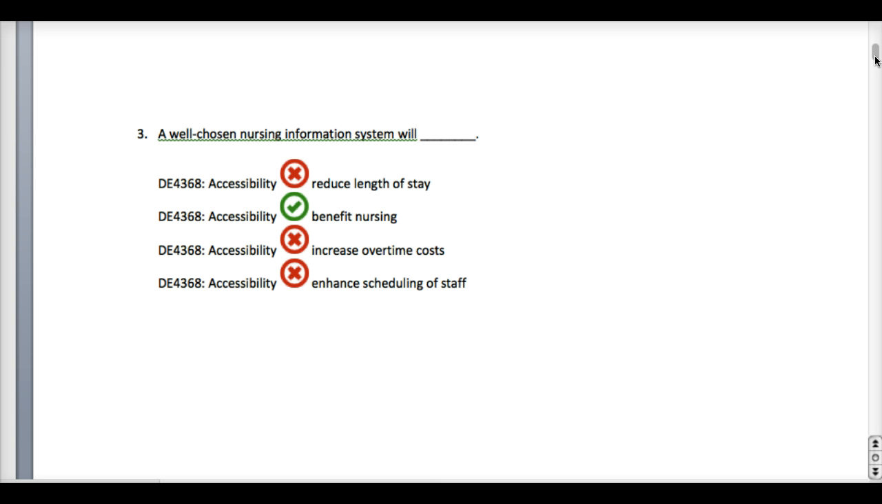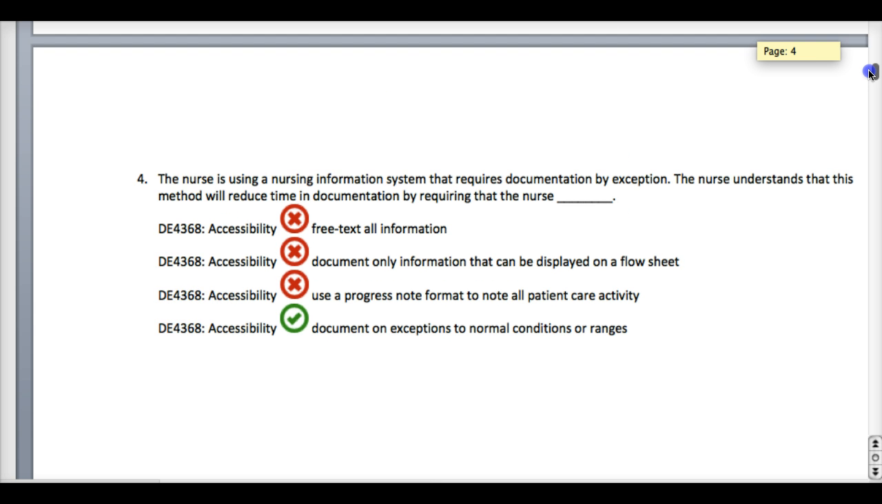Benefit nursing. Well, all the things that we said a nursing information system will do ultimately benefits nursing. Increase overtime costs. There is really no hospital or, as I said, system that really wants to increase your overtime costs. And enhance scheduling of staff. That one is not done by the nursing information system. That will be done by a scheduling or administrative system. So your correct answer is benefit nursing. And that is on page 115 in slide number 4.